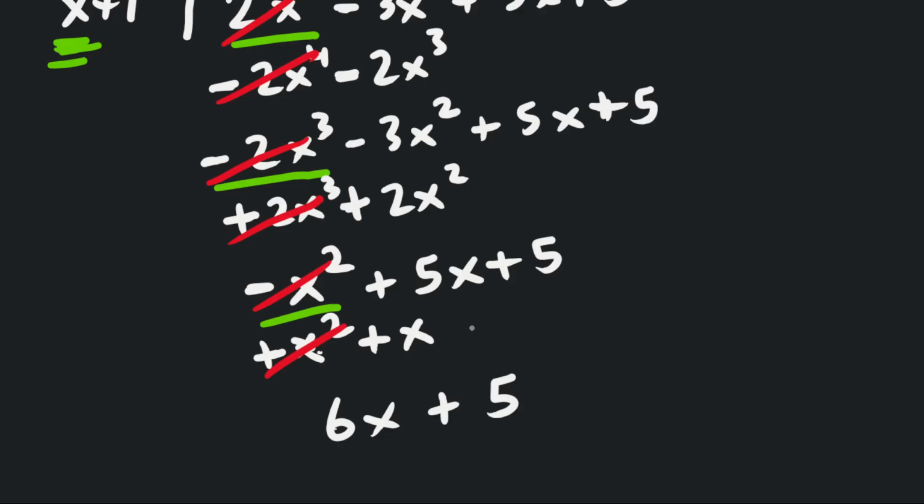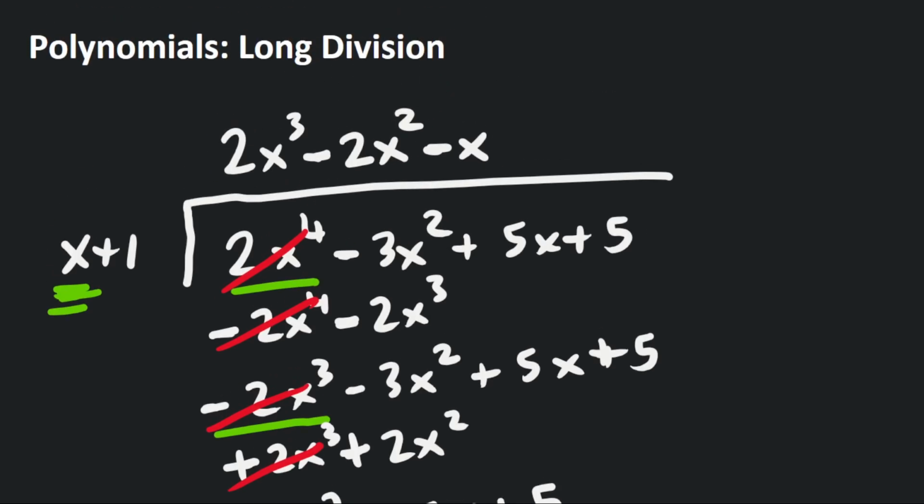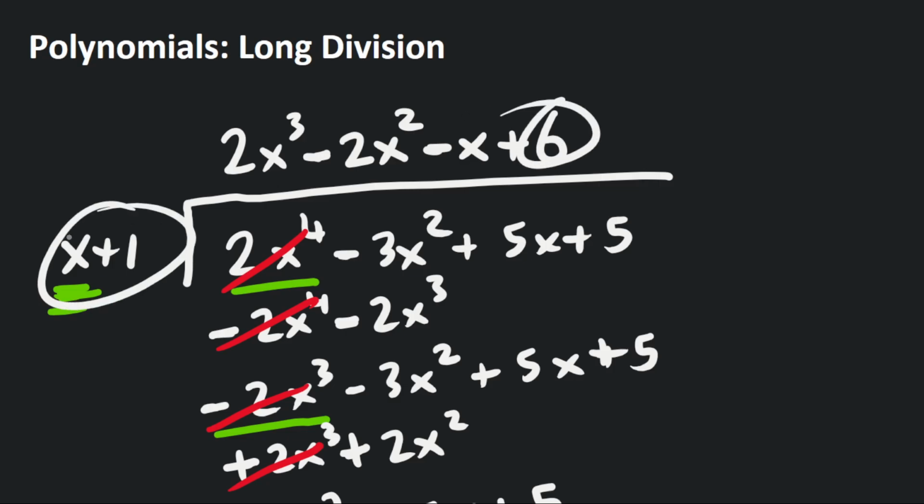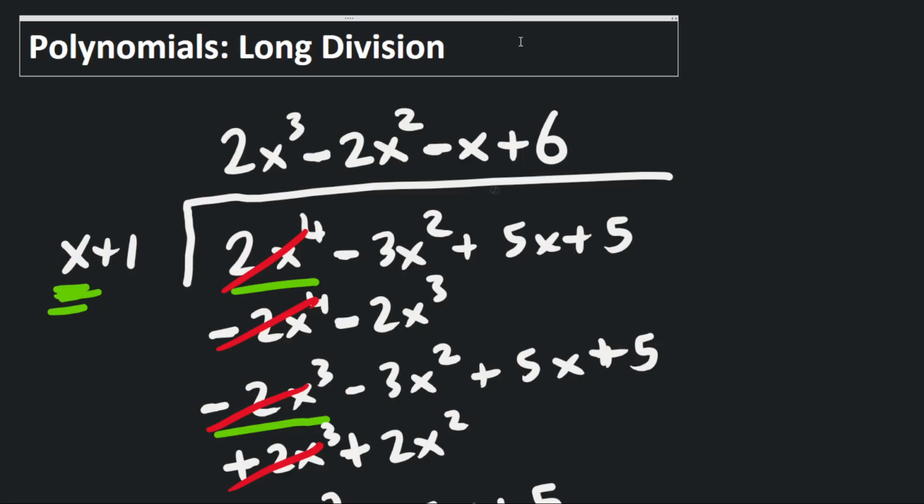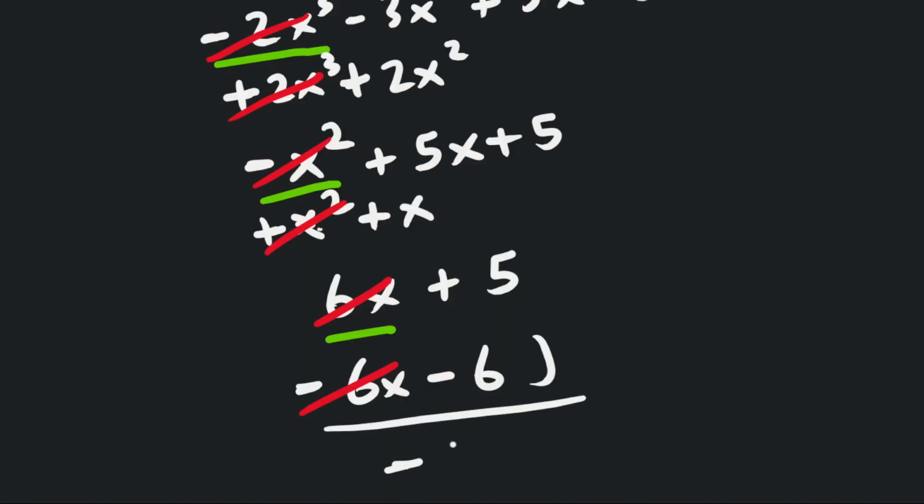And we're getting closer. So again, leading term. How much does x go into 6x? 6 times. So we're going to put a positive 6 up here as part of our answer. And what's 6 times x plus 1? 6 times x plus 1 is 6x plus 6. So we're going to subtract 6x plus 6, which means we distribute this negative, and this comes out to negative 6x minus 6. We cancel out the 6x and minus 6x, and then 5 minus 6 is negative 1.